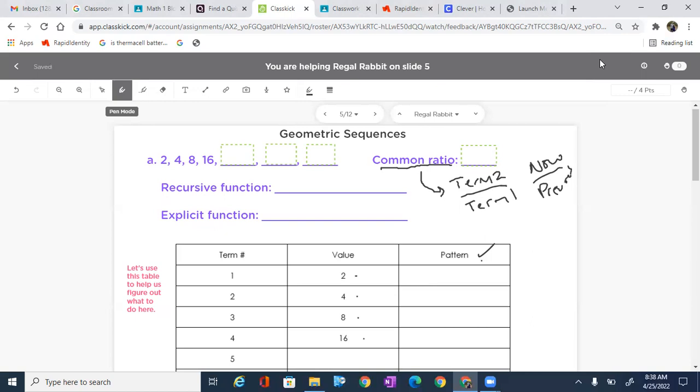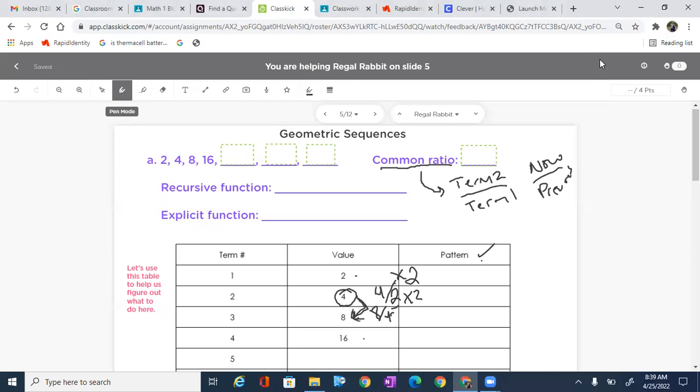So the one we have now, for example, would be 4. Let's take 4 and divide it by the one that is previous to it, 2. 4 divided by 2 is 2. So we multiply by 2. And we can continue to do this. 8 divided by 4 is 2 as well. So we multiply by 2 to get from one term to the next.